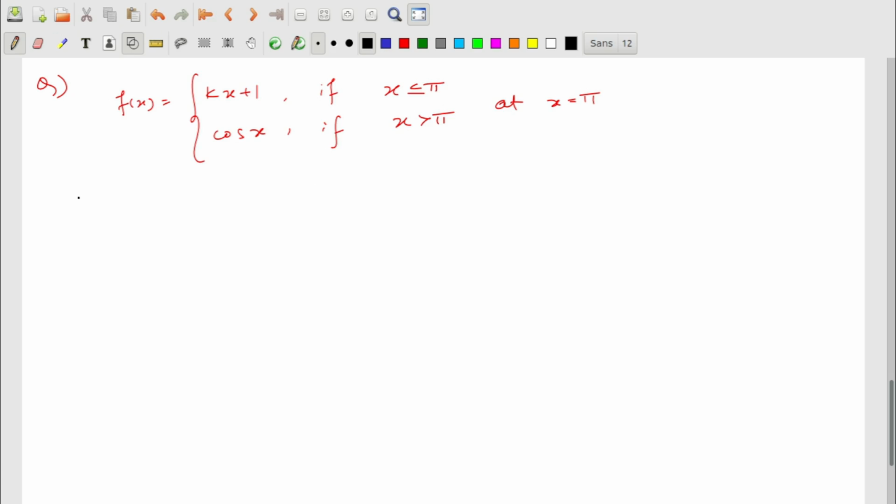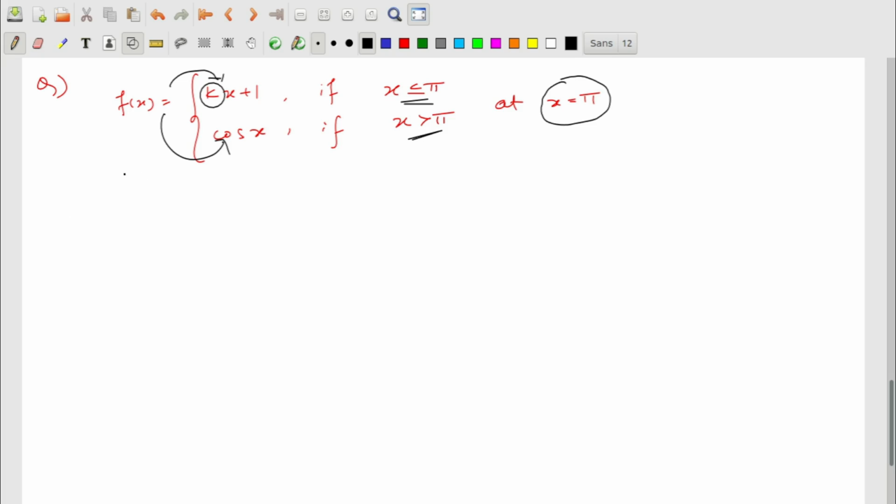Let me solve one more similar question. f(x) is equal to kx plus 1 for x less than or equal to pi, and f(x) is equal to cos x for x greater than pi. Again, it is given that the function is continuous at x equal to pi, and you are asked to find the value of k here.